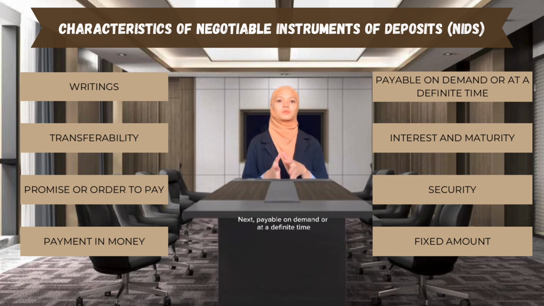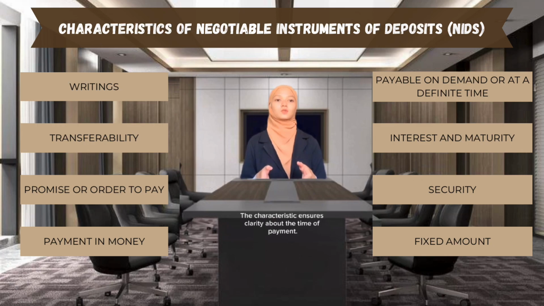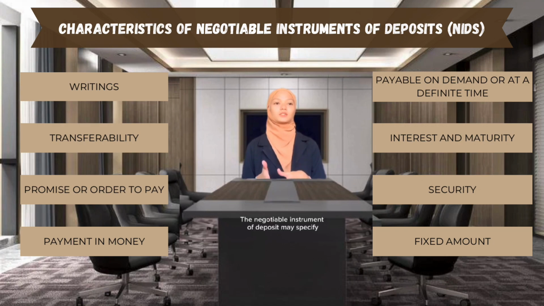Next, payable on demand or at a definite time. The payment must either be due on demand or at a specific future date. These characteristics ensure clarity about the time of payment. Interest and maturity. The negotiable instrument of deposit may specify the interest rate, if any, payable on the deposit, as well as the maturity date or condition for withdrawal.